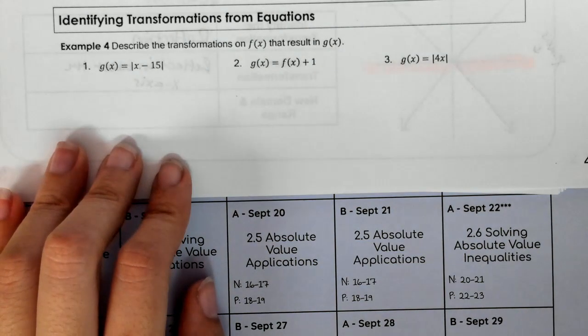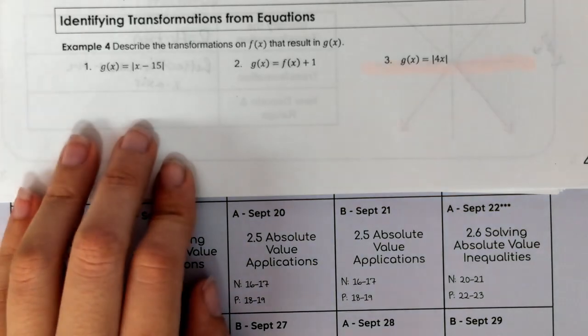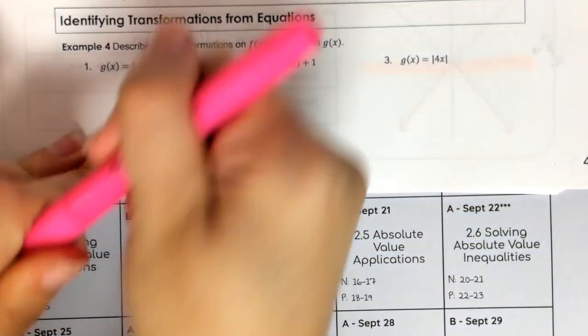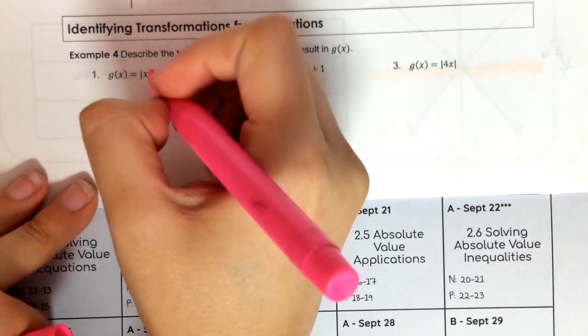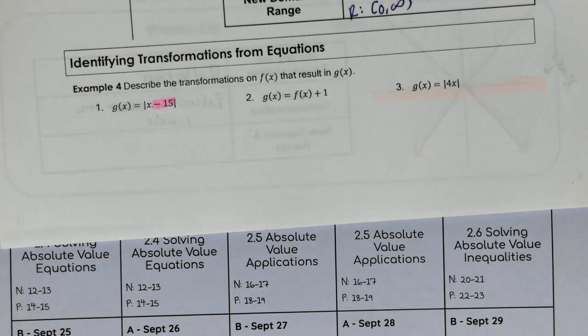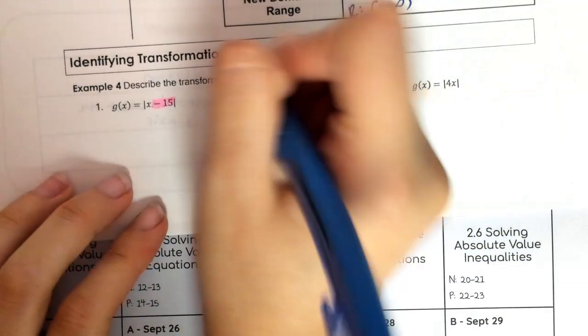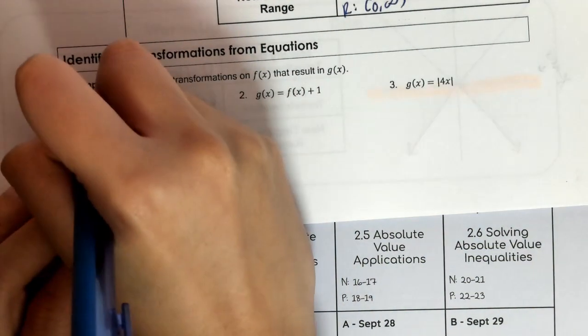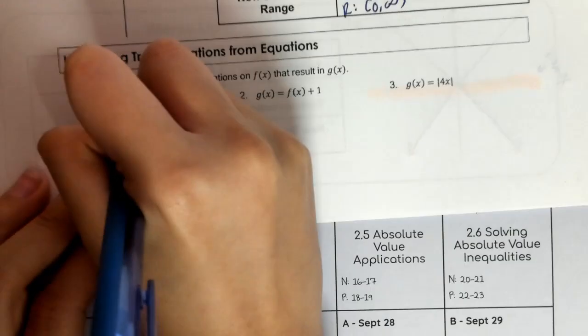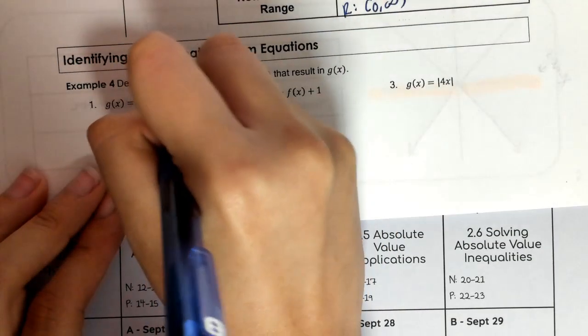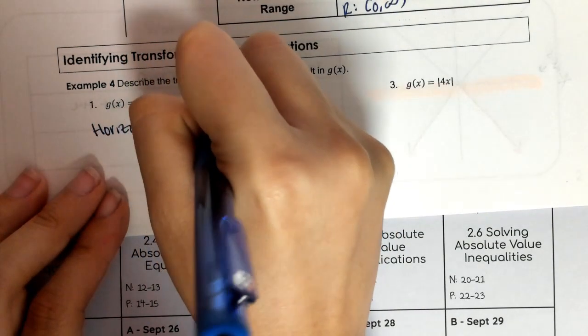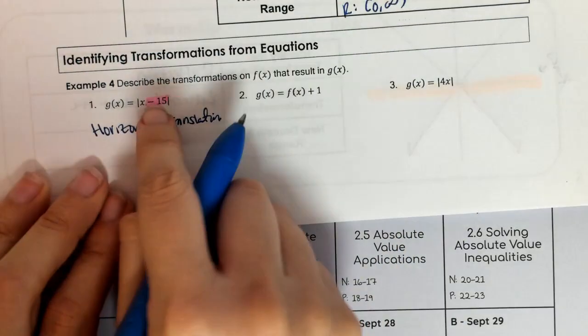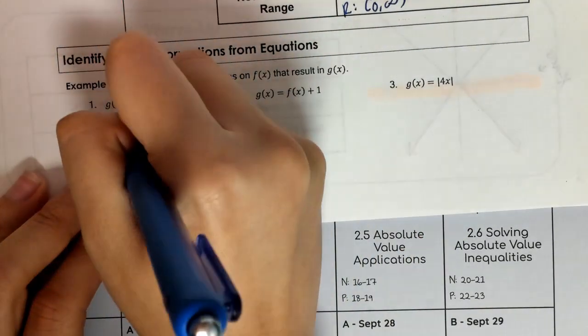So we're going to describe the transformations that are happening here. So here I notice I'm inside of the absolute value bar, so I know I have horizontal, and I'm subtracting or adding, so it's a translation. So this is a horizontal translation. And remember, it's opposite, so we're going to go right 15.